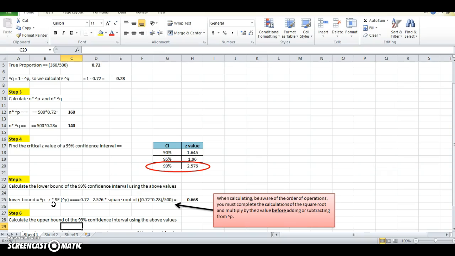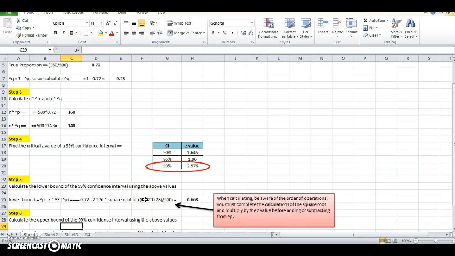So, in calculating the lower bound, p, as we calculated up here, is 0.72 minus our z, 2.576, times the square root of p times 1 minus p, divided by n, which is your sample size, 500. This expression is the standard error, or SE. It's the SE of p because it's built from p times 1 minus p, which is q.